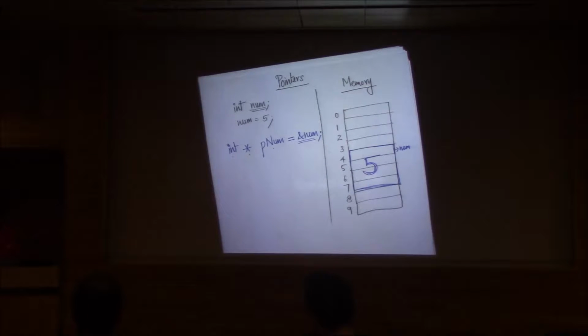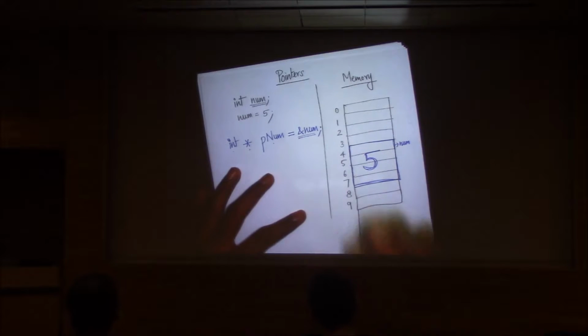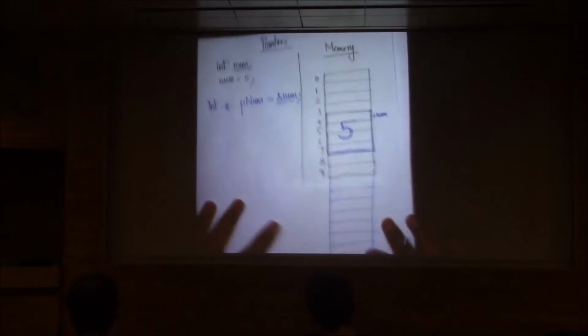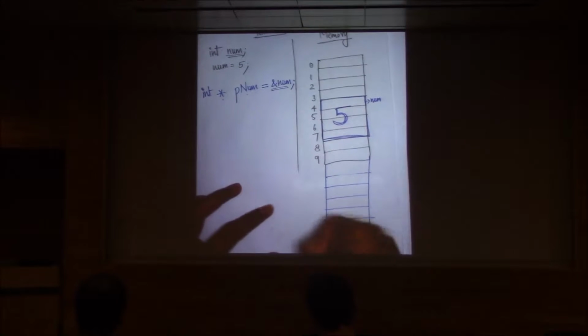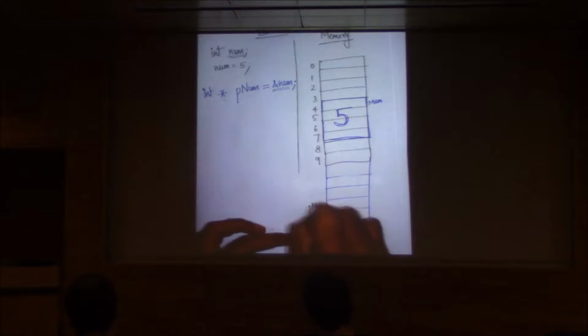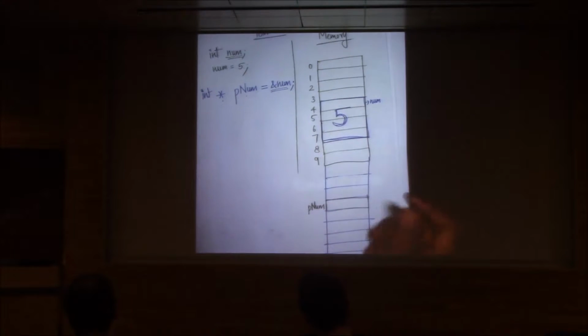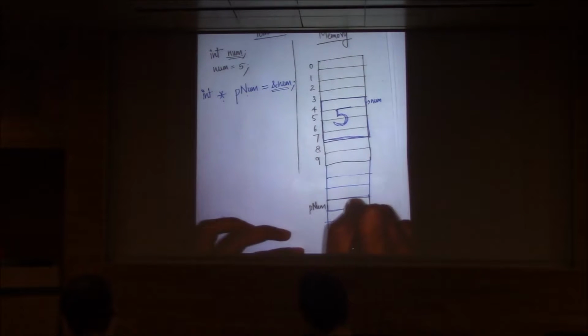Pointer again takes some memory. Let's assume some bigger memory. Somewhere down the line, we would have created a pointer variable and named it pnum. In this pointer variable, we would have just stored the address of that variable, the address of num. So the address of num in this case is just 4, right?